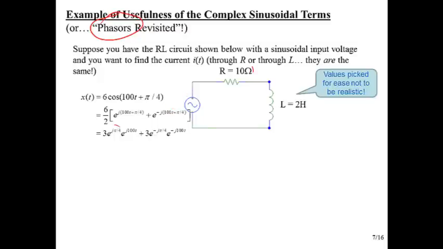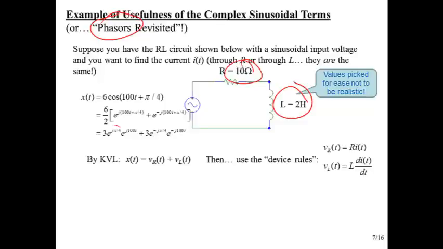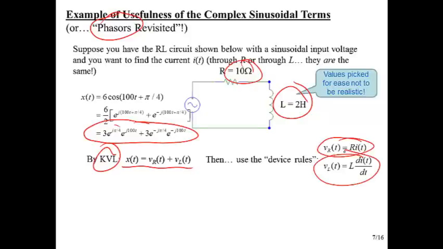And I picked these numbers here for ease, not necessarily realistic component values. So now we've got this sinusoid, and we've recognized that we can split it into this form, but we haven't really done anything with that yet. But we're going to analyze this circuit. We're going to do KVL. So there is the KVL equation. And then we're going to substitute in our device rules, one for the resistor, one for the inductor. The inductor is where we get derivatives coming into it. When we substitute those in, we have a very nice differential equation that comes about from that.